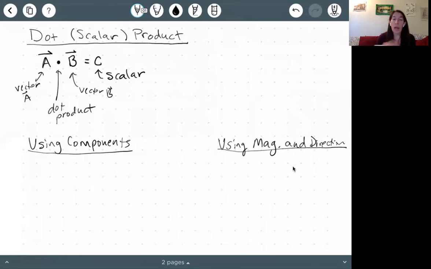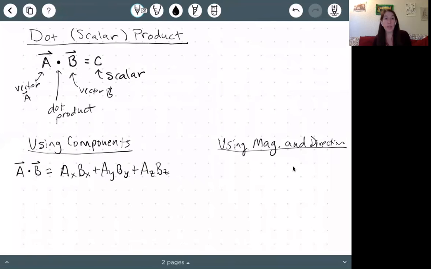All right, so how could we compute it using components? Vector A dotted with vector B is equal to A_x times B_x plus A_y times B_y. And if the vectors are pointing out of the board in the Z direction, then you also have A_z times B_z. Now notice, as I said, the right-hand side is just going to be a number, right? This is a scalar.